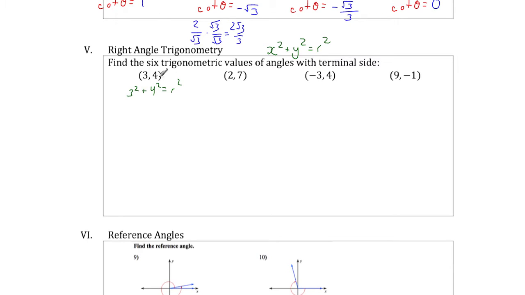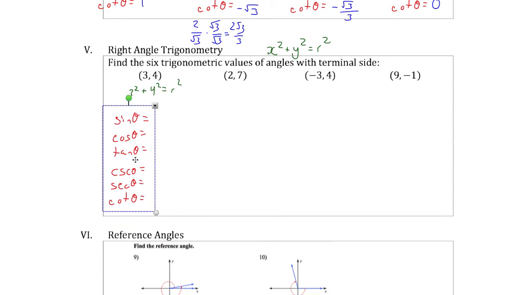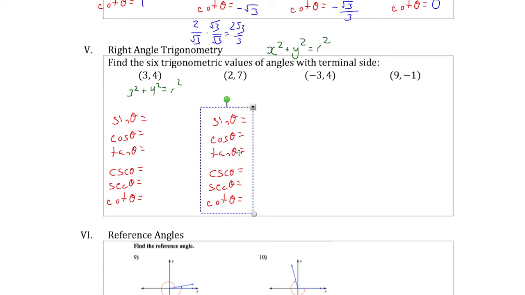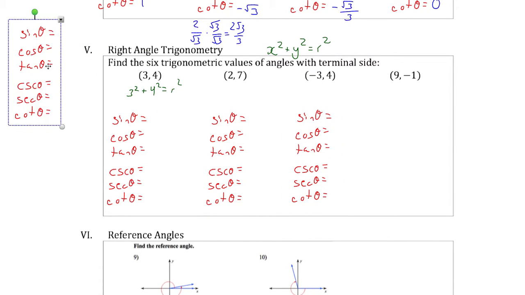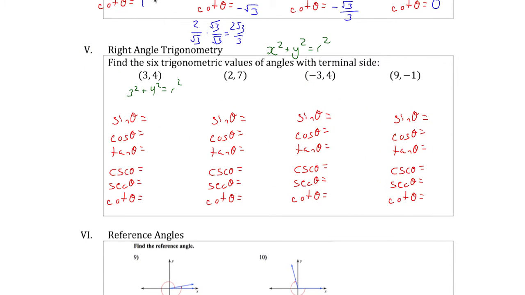And actually, what I'm going to do is write down my 6 trigonometric values for all these again. It could be a little bit intensive with the square roots. Right, so we have 9 plus 16 is equal to r squared. That's 25, so that means that r is equal to 5.